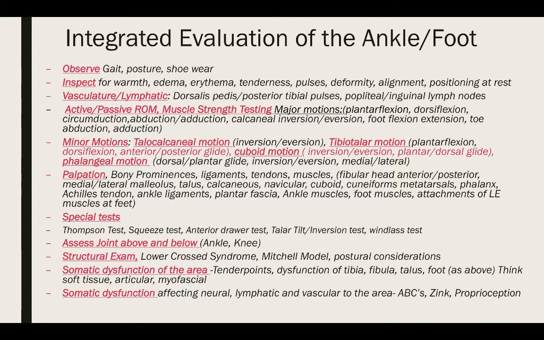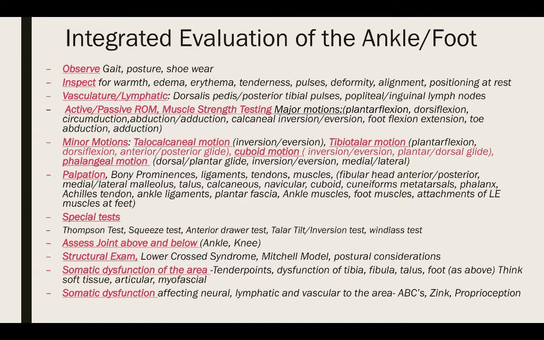So you're going to look for gait, overpronation, supination, heel walk, toe walk. How is their knee hyperextension? What's their shoe wear look like? You're going to inspect for warmth, edema, erythema, tenderness, pulses, deformity, alignment, and positioning at rest. Vasculature and lymphatics, just as we did before, and active and passive range of motion and muscle strength testing.